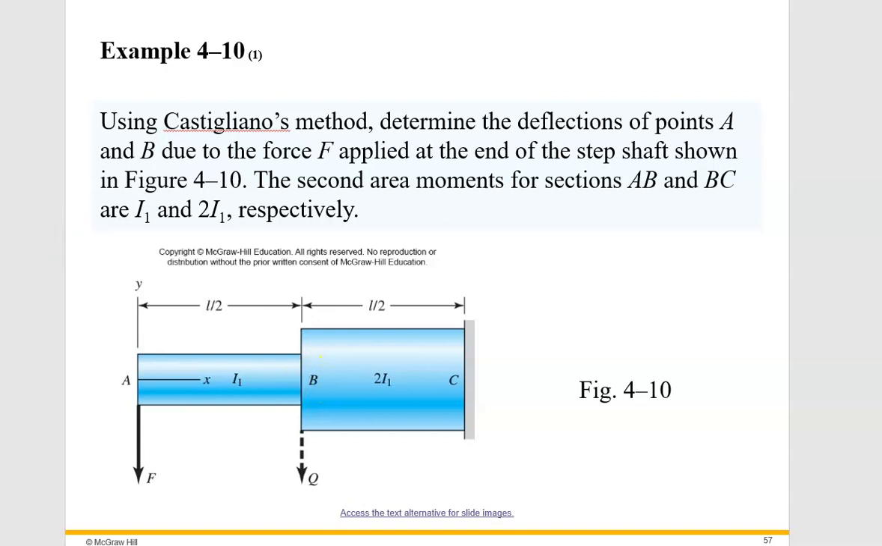And so there are 2 pieces to this that we're going to look at. And one is the fact that there isn't a force at B, and so that complicates our analysis. But the other piece is that we have a change in the diameter at B.